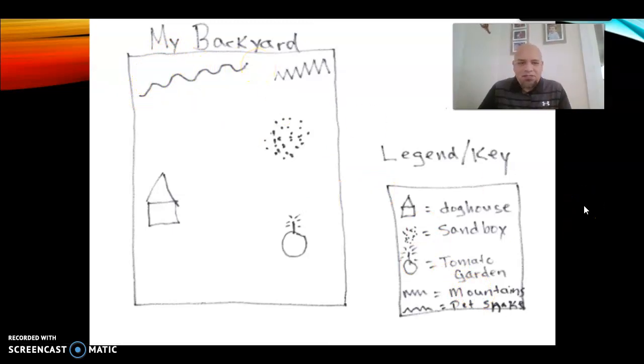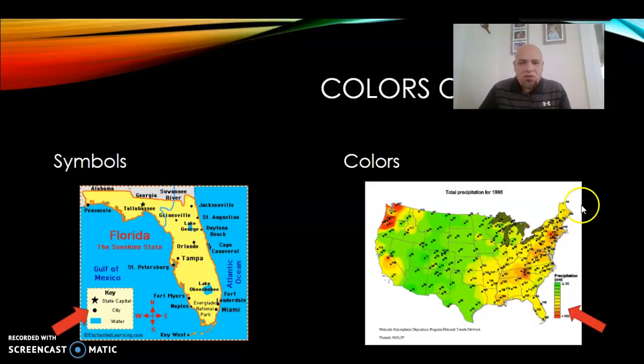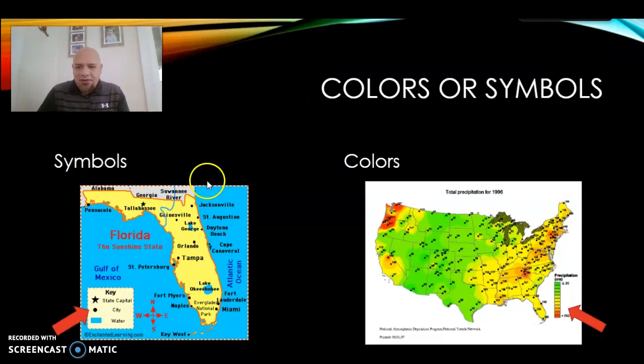So that's why a legend or a key is important. Finally, the last one. Oh, one more thing about the key or the legend. Sometimes instead of symbols, you're just going to have colors. So you need a key or a legend to tell you what each color stands for. Okay?